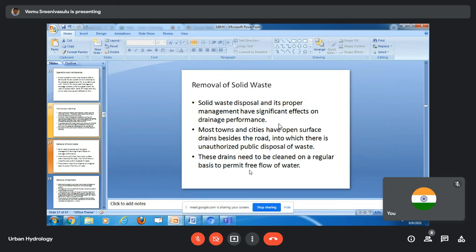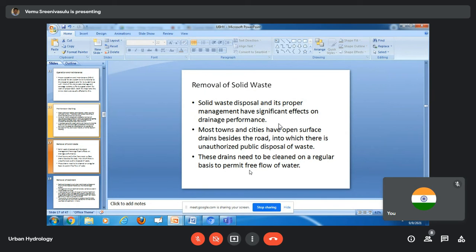So generally, what people do is, the public will dispose their waste on the roads, and it will go into the drainage and get blocked. So there should be awareness, public awareness should also be there. Everything is interconnected. There should be a proper drainage system, proper operation and maintenance activity, and awareness in the public.